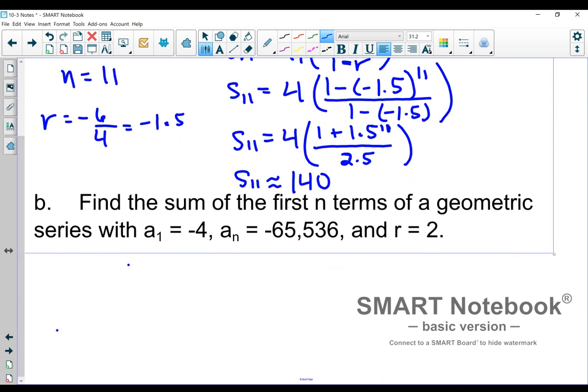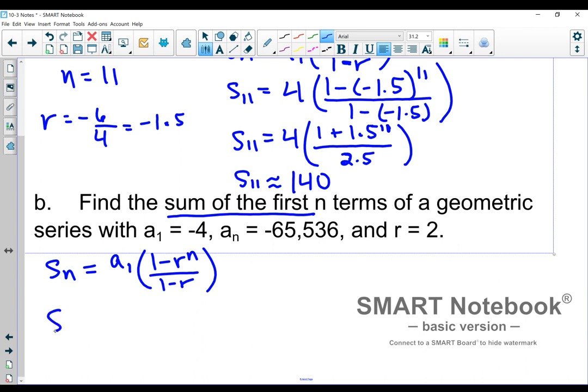So on the next one, we're given some information again. We have a sub 1, a sub n, and r. And I need to find the sum of the first n terms. So I'm finding s sub n again. And my formula is a sub 1 times 1 minus r to the nth over 1 minus r. So on this one, I don't know that nth power.